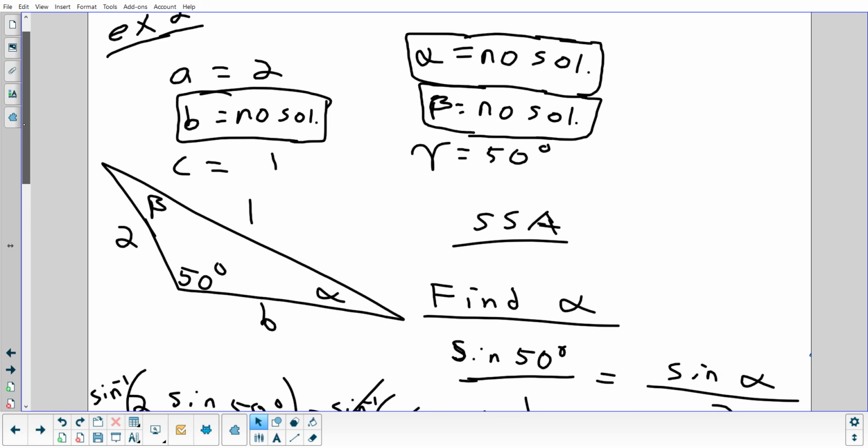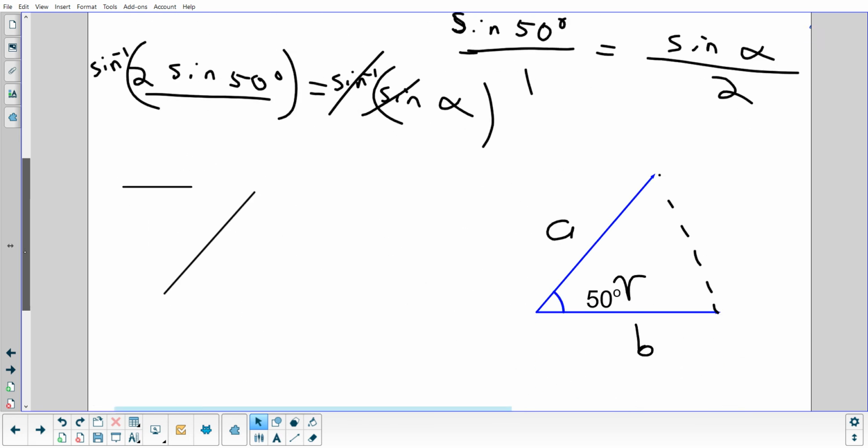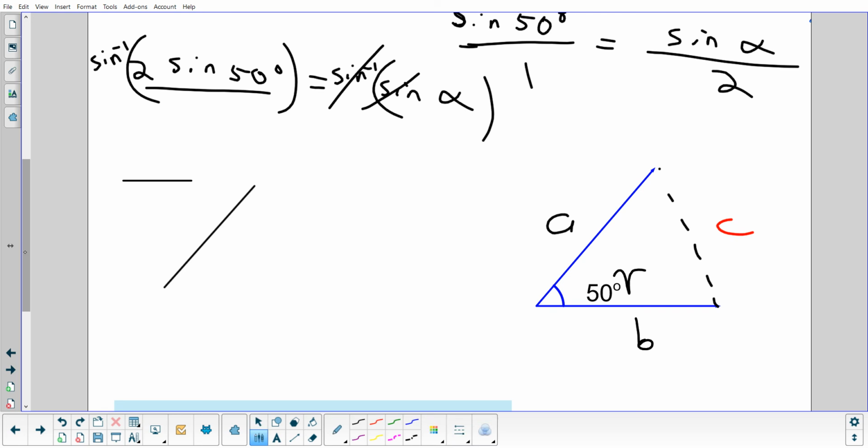Now the other side that they give me is side C. Well, side C is the one over here. Side C is 1 unit long. There's no restriction on how I rotate it because this angle up here can be anything you want. They didn't tell you what it could be when you're solving for it.